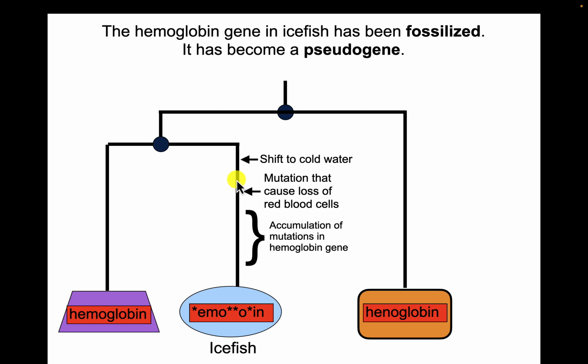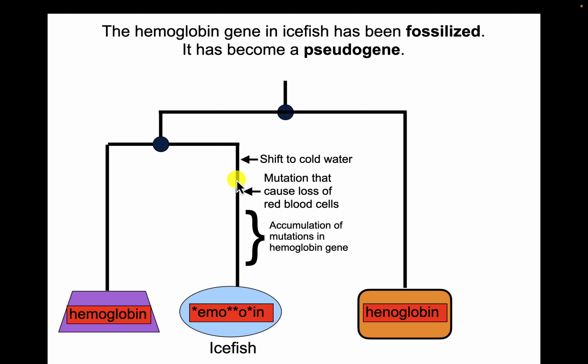Well, a mutation occurred. Okay? And remember, mutations are random. This is just totally by chance. A mutation occurred that eliminated the ability of these fish to make red blood cells. And that allows the blood to be less thick, right? So now it can still travel through the veins. And now oxygen isn't transported via the red blood cells. It's transported via just being dissolved within the plasma of the blood. And that is enough to allow those fish to have enough oxygen to survive.